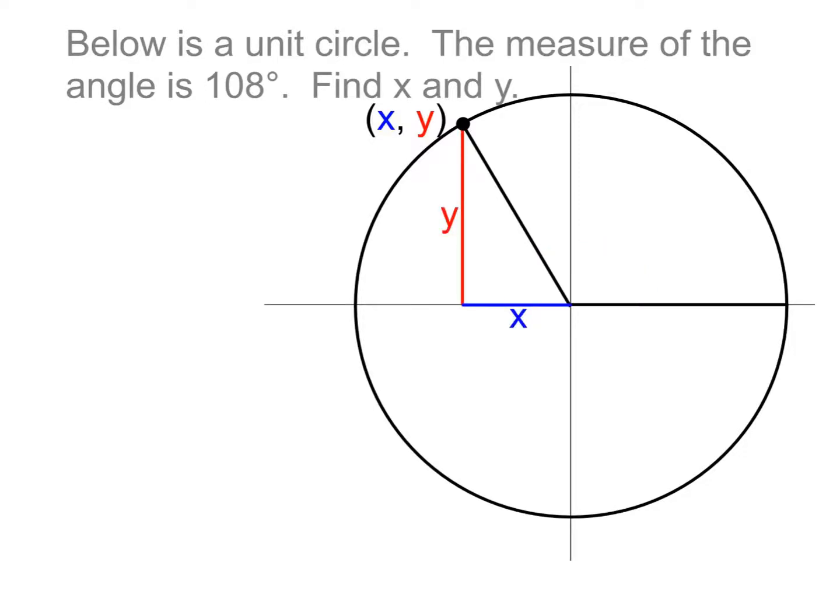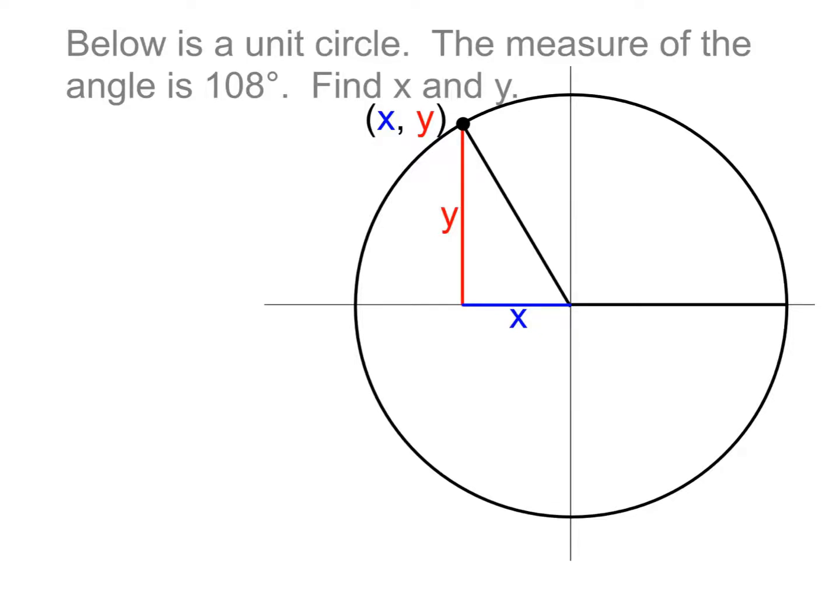We get our x-coordinate by knowing how far over do I go from the origin. So notice here, that means I'm going left along that blue line. And to find the y-coordinate, that's how far we go up from the origin. So I can just see how high is that point to know what the y-coordinate is.